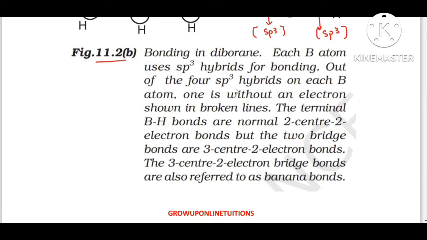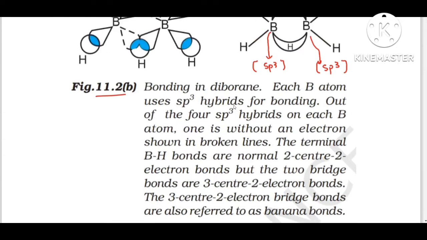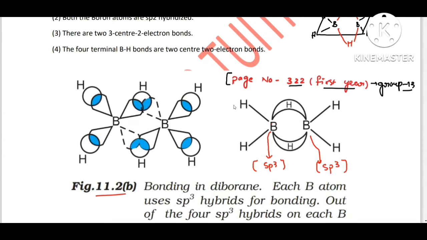Out of the four sp3 hybrids on each boron atom, one is without an electron, shown in the broken lines. The terminal B–H bonds are normal two-center, two-electron bonds. So B–H bonds are called the terminal bonds. We observe that terminal B–H bonds are present in diborane. Each has one center and contains one electron from each atom. That's why these are also called two-center, two-electron bonds. Here there are a total of four terminal bonds. That's why four two-center, two-electron bonds are present in B2H6.